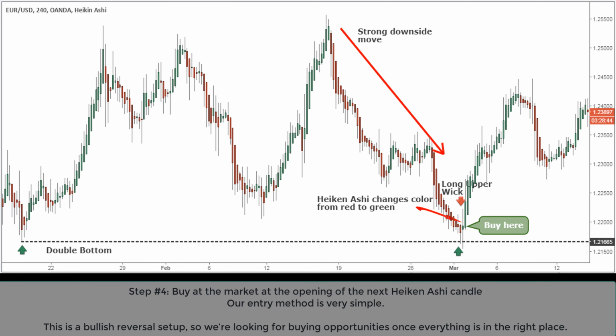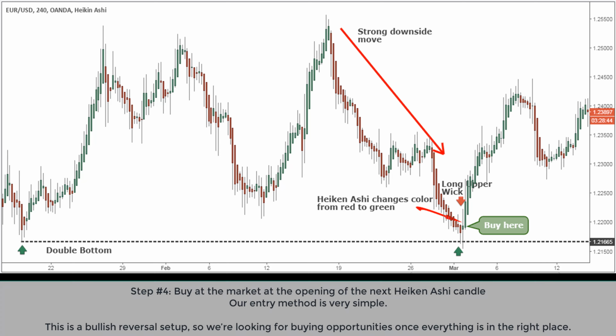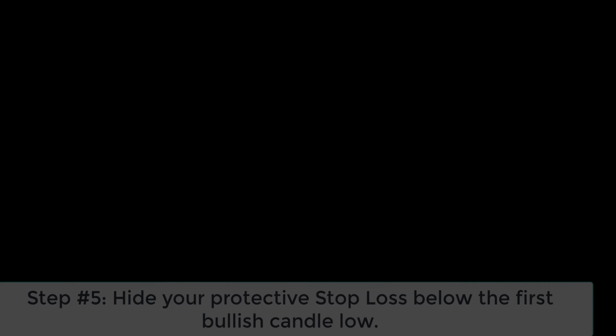Step 4. Buy at the market at the opening of the next Heikin-Ashi candle. Our entry method is very simple. This is a bullish reversal setup, so we're looking for buying opportunities once everything is in the right place. Now we can anticipate that a reversal is in place. We can go ahead and buy at the opening of the next Heikin-Ashi candle.